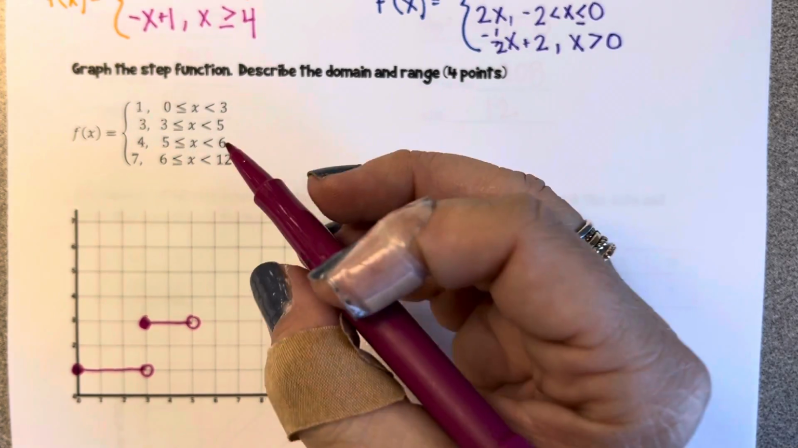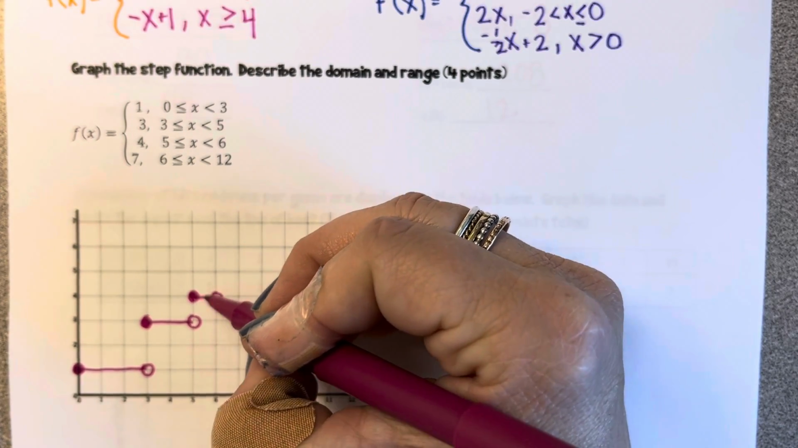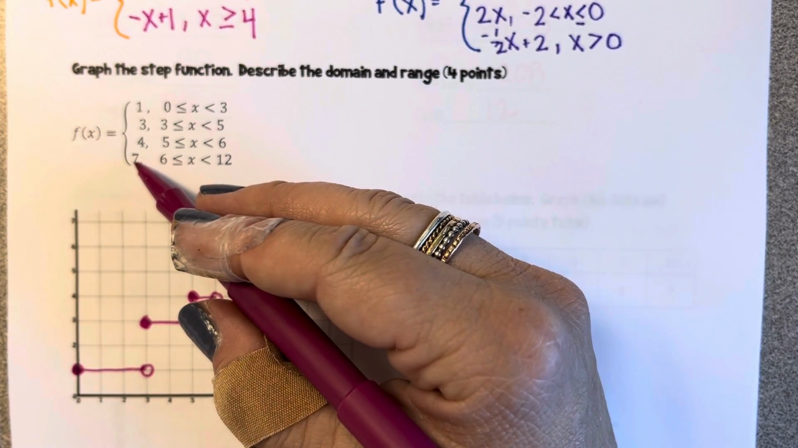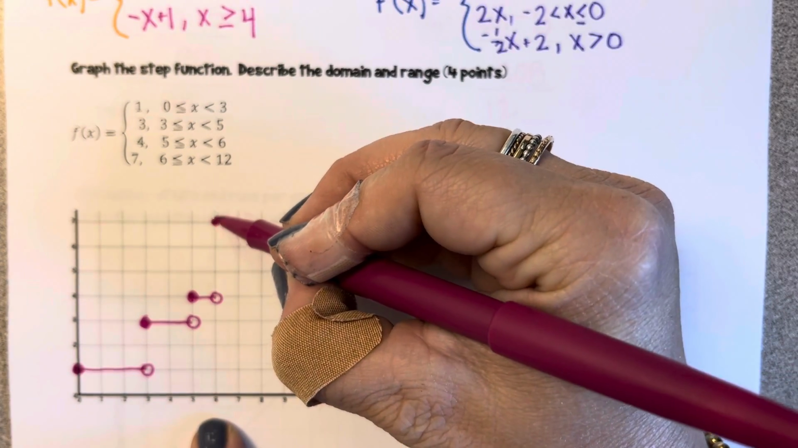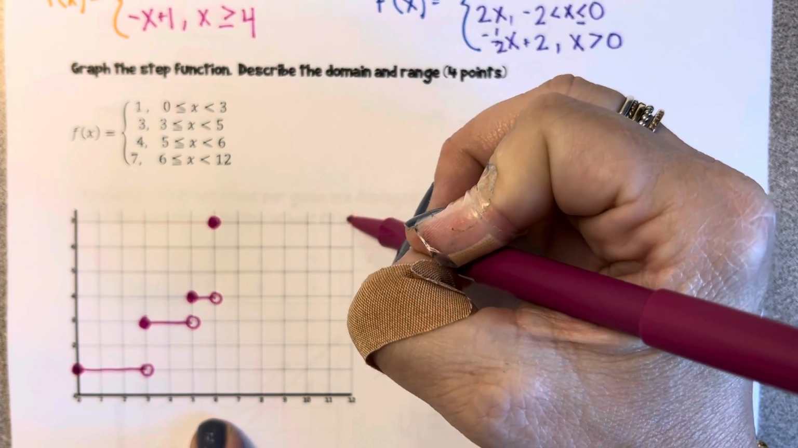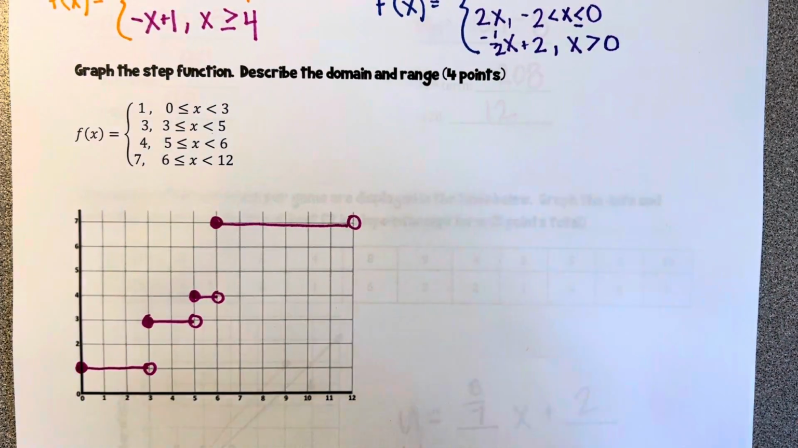And then in between 5 and 6, it goes to 4. And then the y value is 7 when you start on 6 and you go all the way to 12. Okay, and I think I forgot to talk domain and range, so I'll go back and do that.